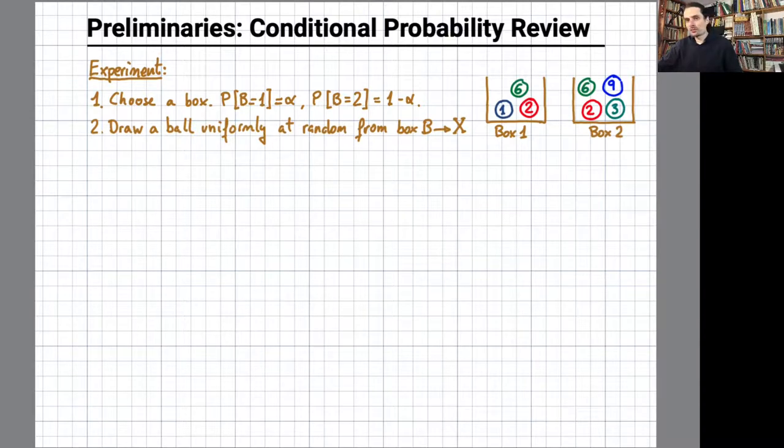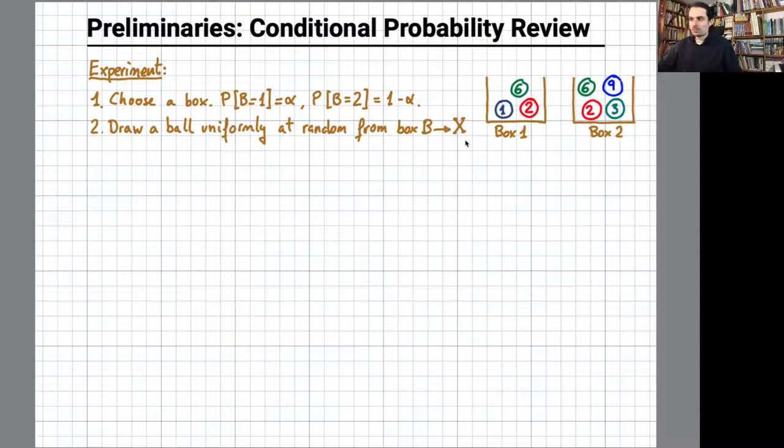So before starting to talk about estimation, we will be looking at a simple example that will help us remember the key concepts in conditional probability theory. So consider an experiment where there are two boxes and the boxes contain balls. In a first step, we select one of the boxes. We select box 1 with probability alpha and box 2 with probability 1 minus alpha.